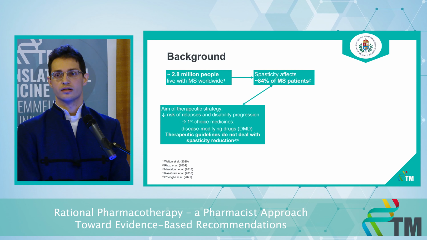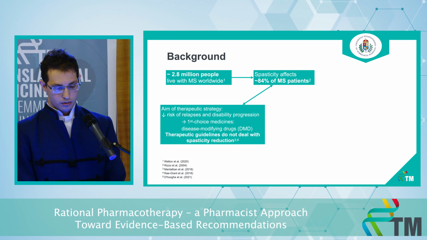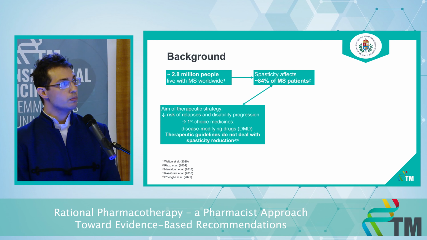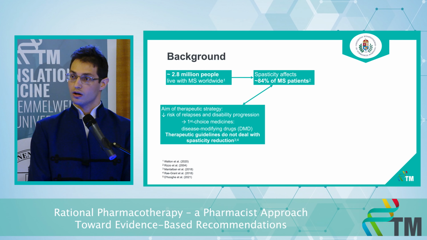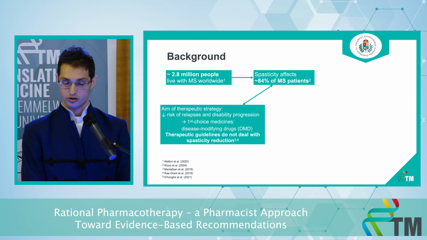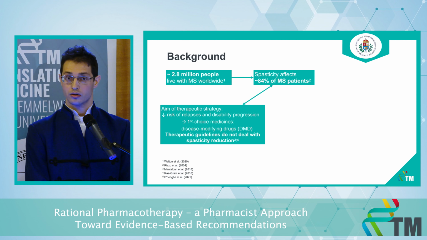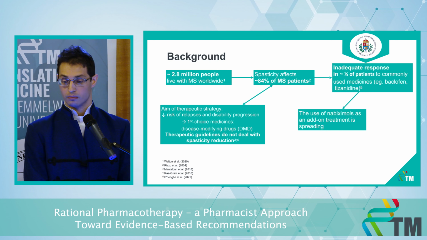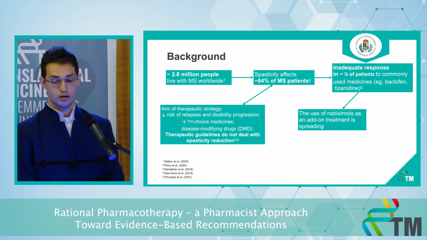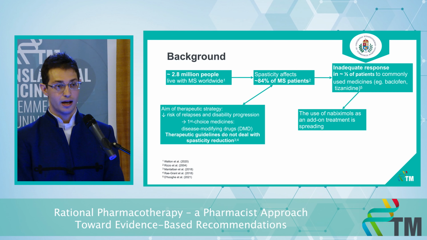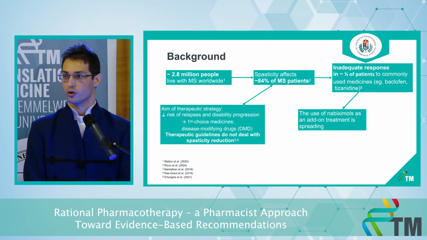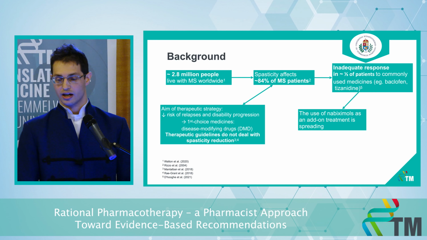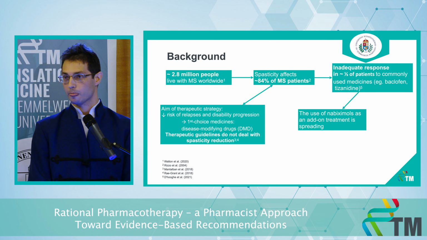Why is it a question? Because about 2.8 million people suffer from multiple sclerosis, and of them, 84% have spasticity, which is a really great number. But of these patients, about 1/3 do not have enough response to their current antispastic therapy.